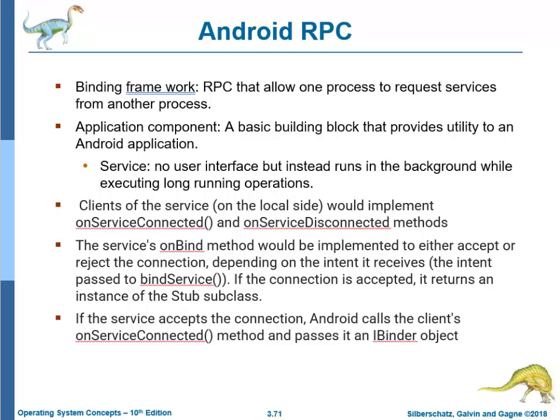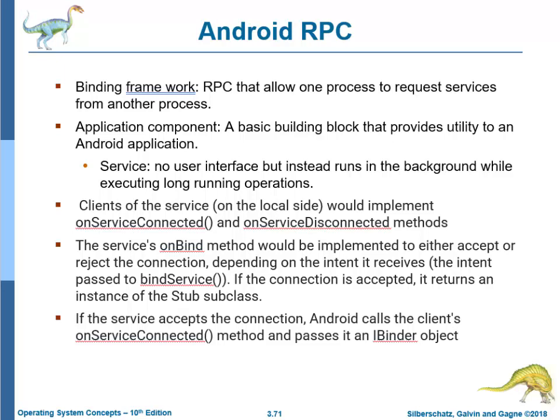Android defines an application component as a basic building block that provides utility to an Android application, and an app may combine multiple application components to provide functionality to an app. One such application component is a service, which has no user interface but instead runs in the background while executing long-running operations or performing work for a remote process. Here the brief description between a service and its clients is set up.